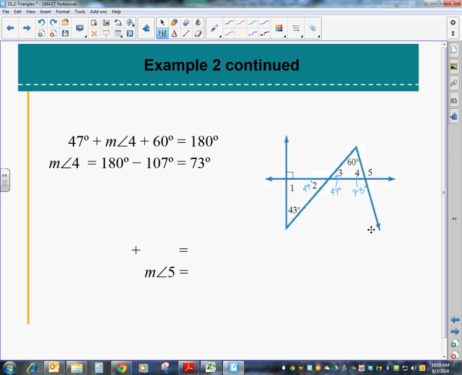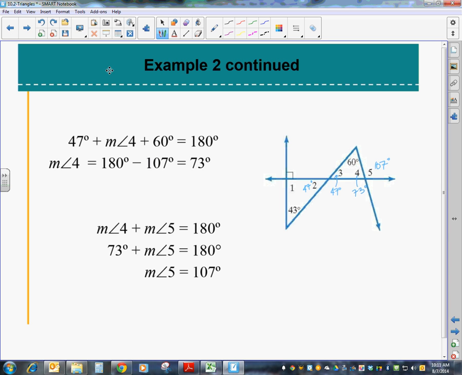So we have left to find the measure of angle 5, and hopefully you can remember that these two are supplementary, so that means that they add up to 180 degrees. The measure of angle 4 is 73. We don't know the measure of angle 5, they add up to 180, so the measure of angle 5 is going to be 180 minus 73, which is 107 degrees. So that's the last one that we had to figure out.